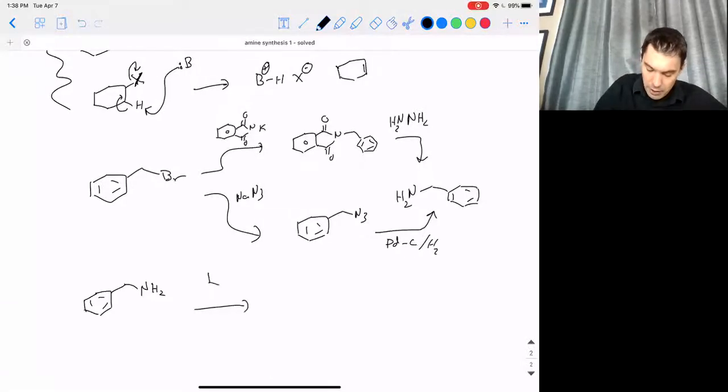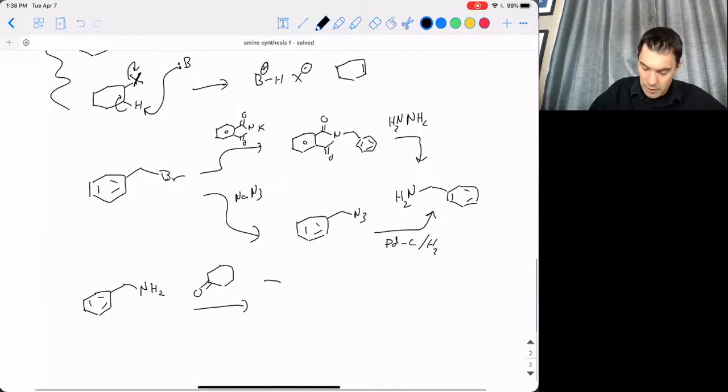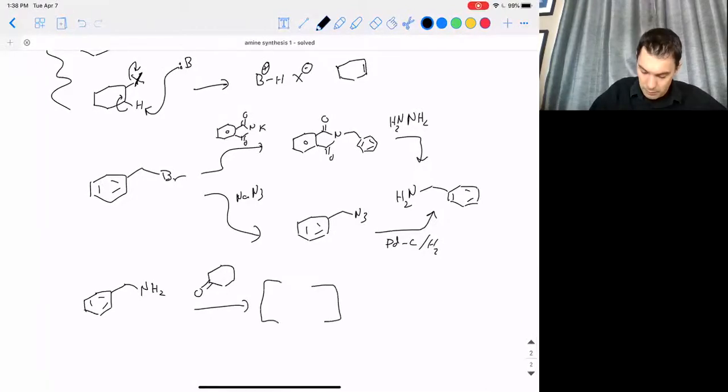But there should be another way that we know of to make carbon-nitrogen bonds, and one that comes to mind is reductive amination. If I started with the cyclohexanone, I should be able to condense this to the imine, and then reduce that imine with a variety of reagents.